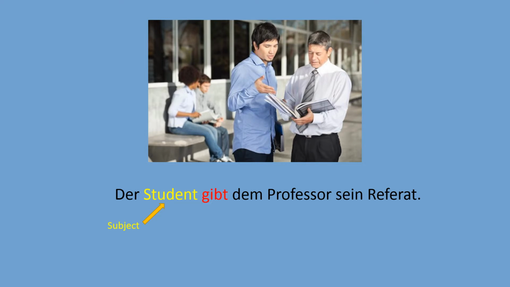The verb of this sentence is definitely the verb to give, "gibt." We have subject plus verb conjugation here. The ending of the verb is -t because the verb is in grammatical agreement with the student. Okay, next, the student gives a paper, so "Referat." Referat in this case is the direct object. What is then the professor who will receive this paper? The professor in this sentence is our indirect object of the action.